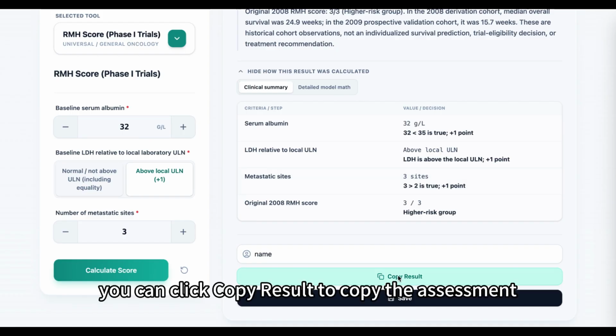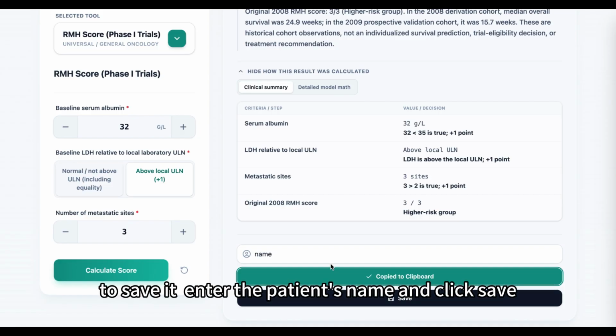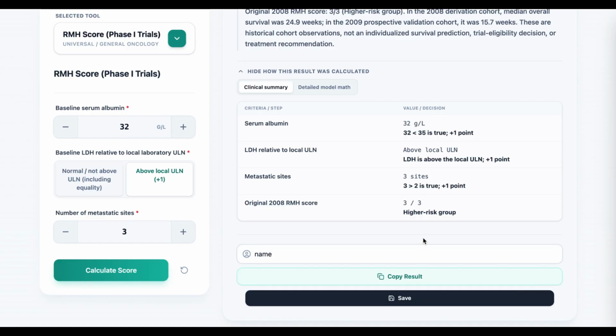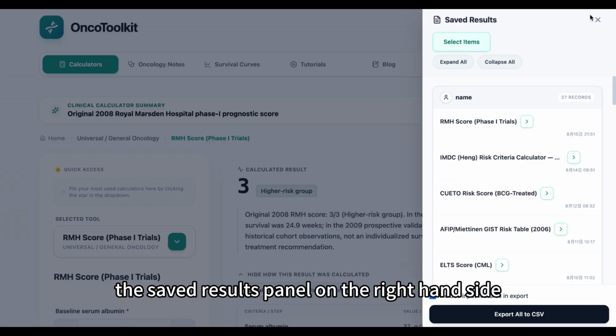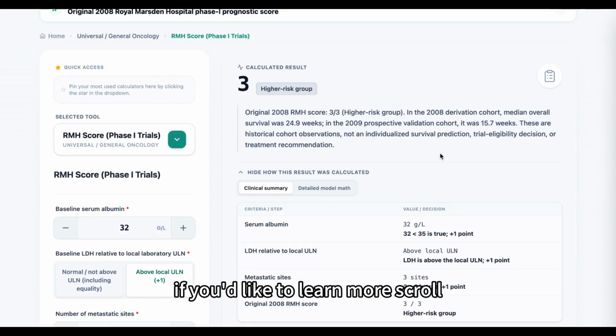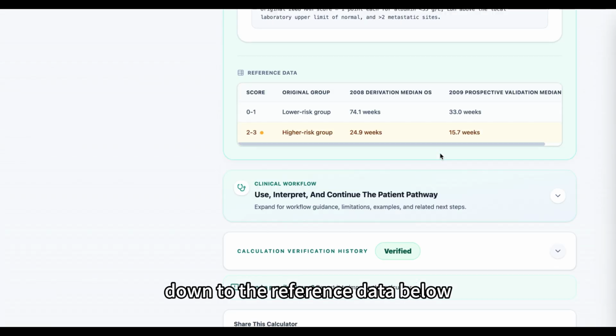You can click Copy Result to copy the assessment. To save it, enter the patient's name and click Save. Previously saved assessments can be viewed from the Saved Results panel on the right-hand side. If you'd like to learn more, scroll down to the reference data below.